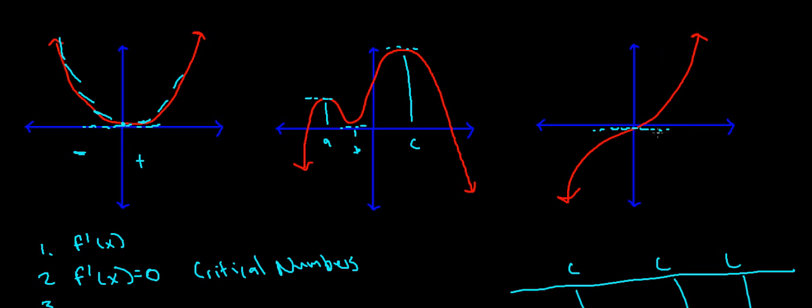Now I'm going to go over to this example over here. Here, the slope is increasing, and it's positive. And here, the slope is also increasing, and it is also positive. But I have no maximum or minimum value. What's going to cause a maximum or minimum value is when there is a sign change.